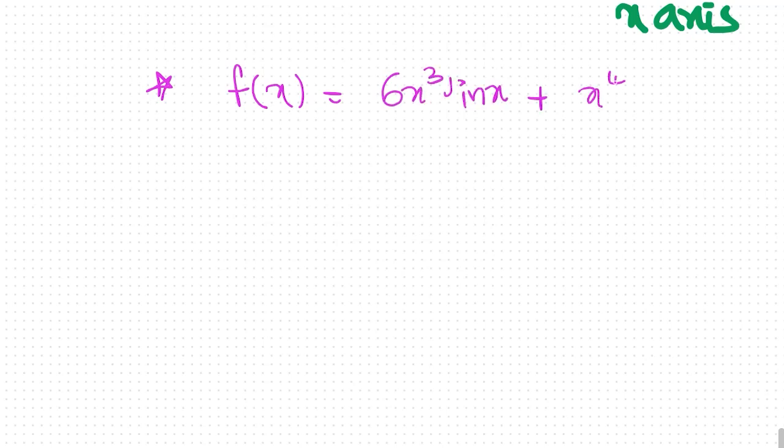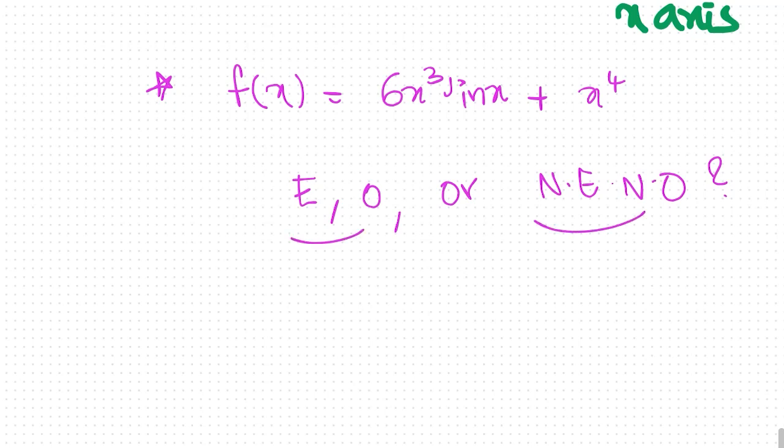Even and odd functions, I think you know. Even and odd functions help you to determine if the graph is symmetric about the x-axis or y-axis. Let's say f of x is equal to 6x cubed sin x plus x power 4. Determine if the function is even, odd, or neither even nor odd. Sine is an odd function, right? Yes, sin is an odd function.